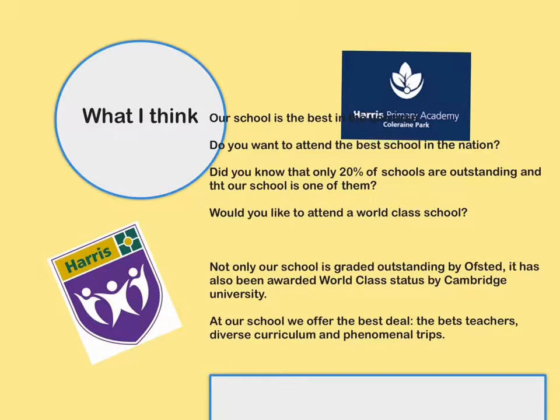Finally, we're going to state all three arguments that we're going to be developing in our writing. At our school, we offer the best deal: the best teachers, diverse curriculum and phenomenal trips. Note that this is also a DD sentence. At our school we offer the best deal, the best teachers, diverse curriculum and phenomenal trips. They are giving you detail. Right, make some notes and make sure that you take these ideas with you when you start writing.